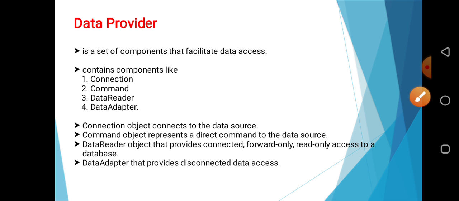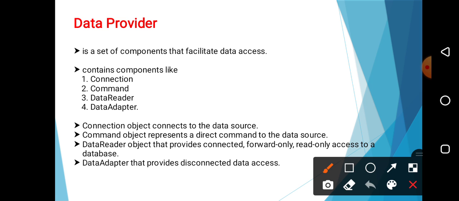So let's start with the data provider. Students, we have learned the data provider is used to provide the data, and this is a key component of ADO.NET. So it is the set of components that facilitate data access. There are three types of data provider. The first one is SQL, the second one is OLEDB, and after that the ODBC. I already explained this in the first part. It contains the connection, command, data reader and data adapter.